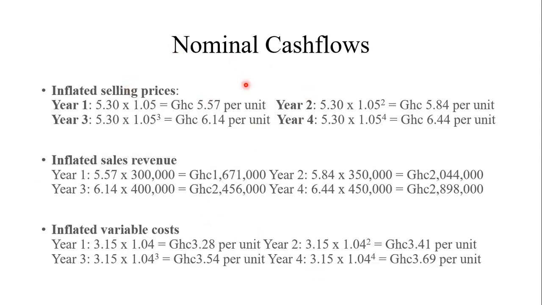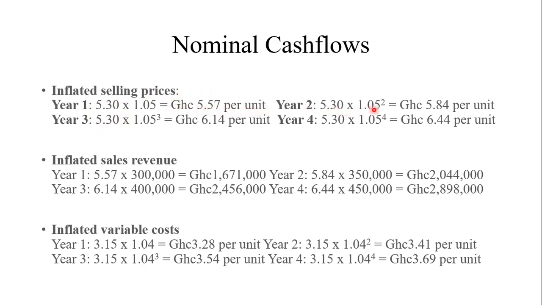So nominal cash flows, we're told that nominal cash flows are current cash flows that have been inflated to future values. It could be specific inflation or general inflation. Now, from the example we are seeing, this is specific inflation. For year 1, we are looking at selling prices. And remember, selling price inflation is 5%. So 1 plus 5% gives you 1.05. You multiply by your current selling price per unit of 5.3, and that gives you 5.57 per unit for year 1.